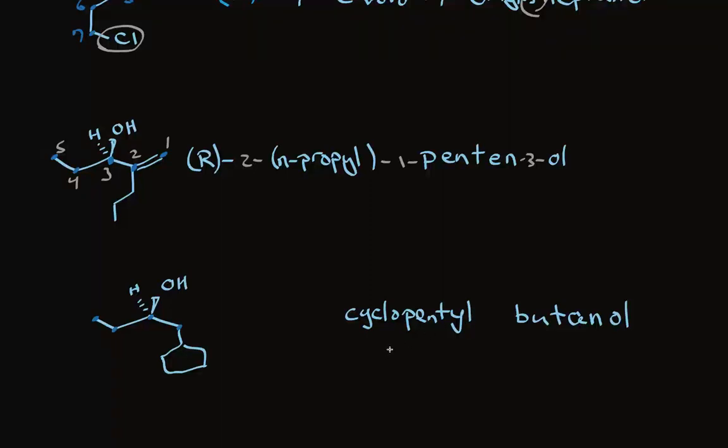We'll number the chain, starting from the end that's closest to the highest priority functional group. We'll put the numbers on the substituents to show where these guys are. This is on the first carbon, and the OH is on the second carbon. And this is still the R stereochemistry. We'll put that out in front. Let's look at another ring.